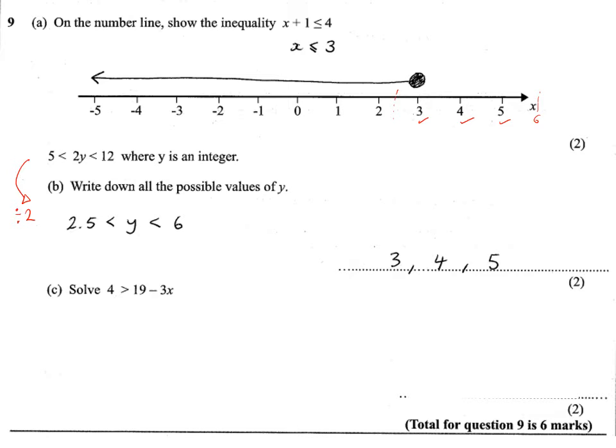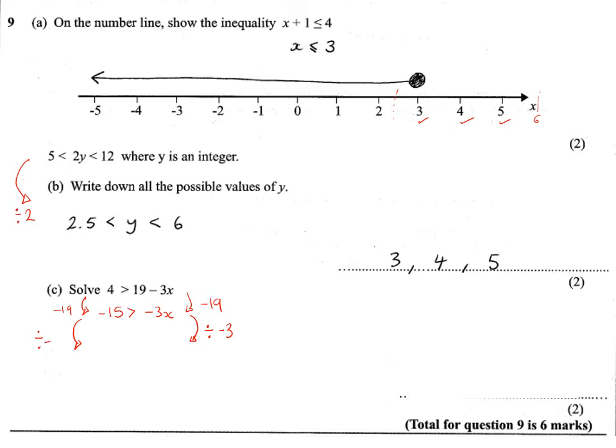Next, we want to solve this inequality. There's two ways of doing this. The first way that I've seen when I've marked some of your work is that you have subtracted 19 from both sides. When you do this, this gives us negative 15 is greater than negative 3x. At this point, you need to be really careful. If you are dividing now by negative 3, then you need to reverse the inequality.